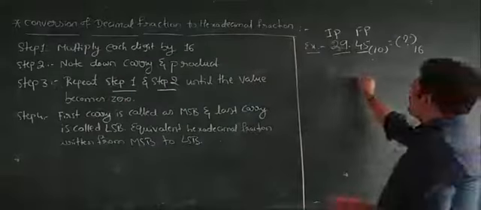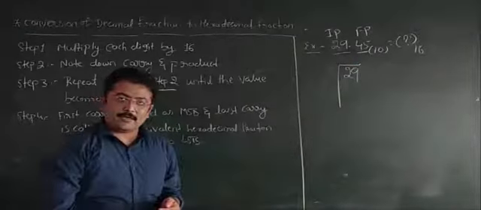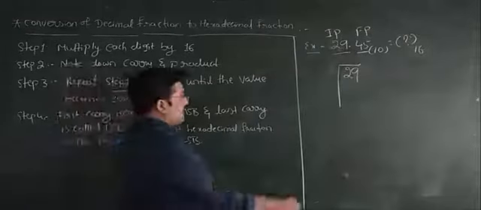That means the integral part, that is 29, should be divided by 16.